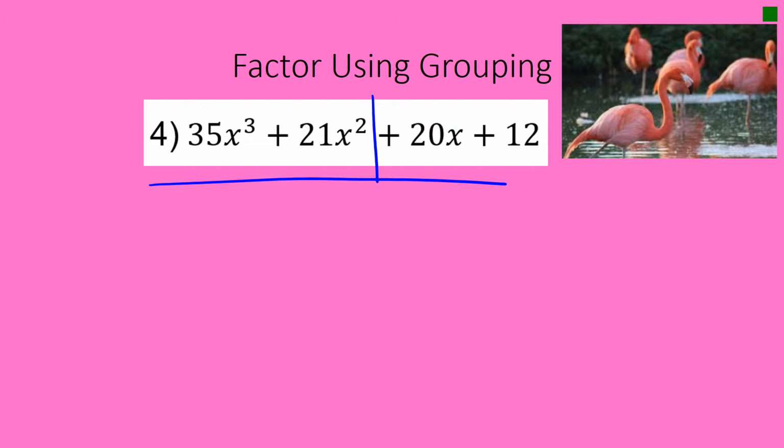35 and 21, I automatically see the 7. And then is there an x squared? Yes. So I'm going to take out the 7x squared. 35 divided by 7 is 5. 3 minus 2 is 1. 21 divided by 7 is 3. 2 minus 2 is 0. So there are no x's.